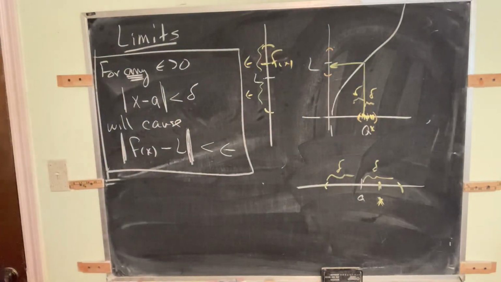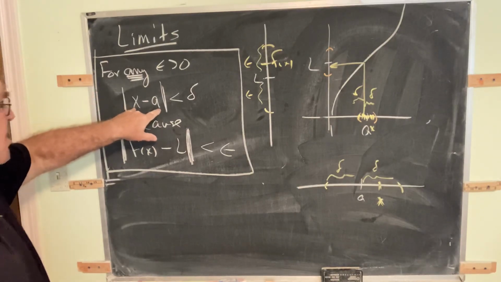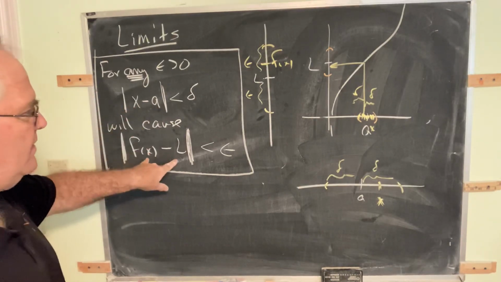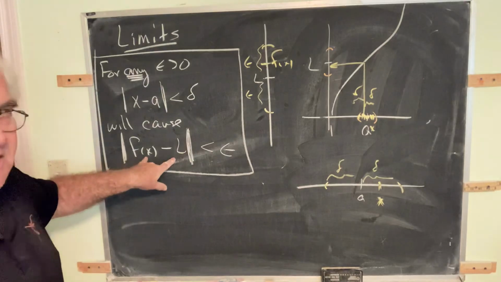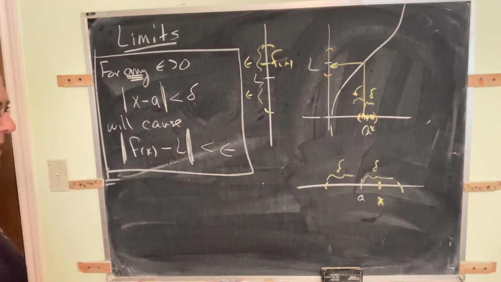This is the notion of what it means to say a limit. As you get infinitely close to A, the function value gets infinitely close to L. That's sort of what's happening here. And so we'll talk about this in more detail in just a moment.